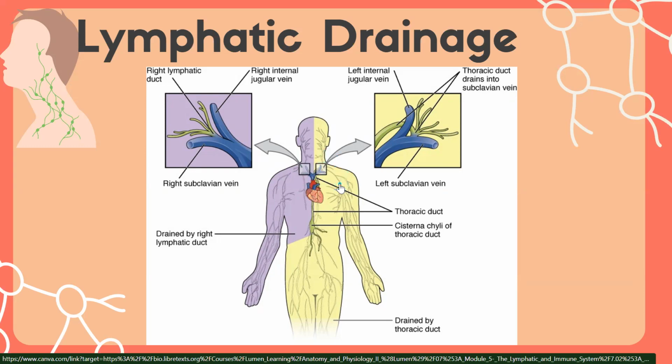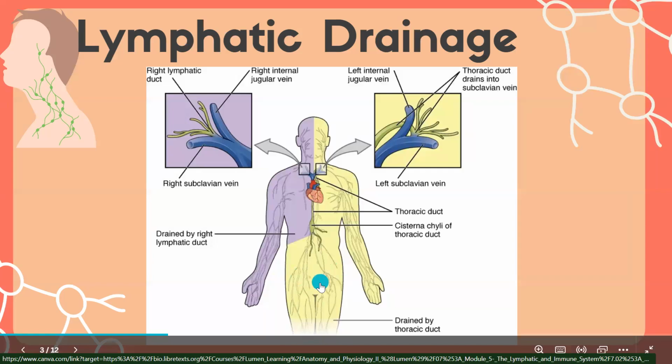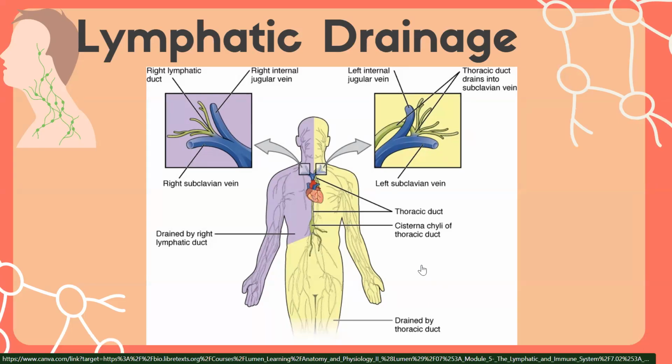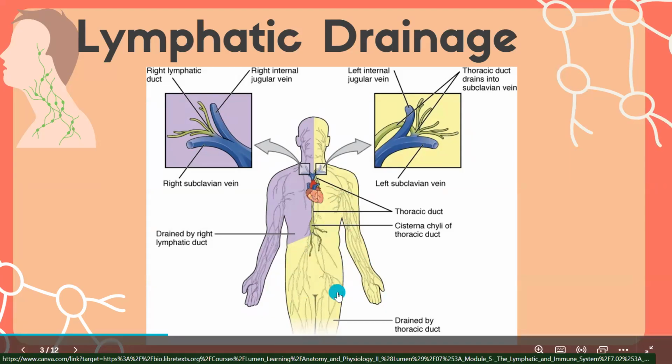And then you'll see on the left side of the body and the whole entire lower half of the body, that is drained by our thoracic duct. So the thoracic duct is on the left side of the body. So again, this is going to drain into the left subclavian vein and then the right subclavian vein. So you see our left side does a lot more of the body. It's the whole left half of the upper body and left arm, as well as the entire lower body.